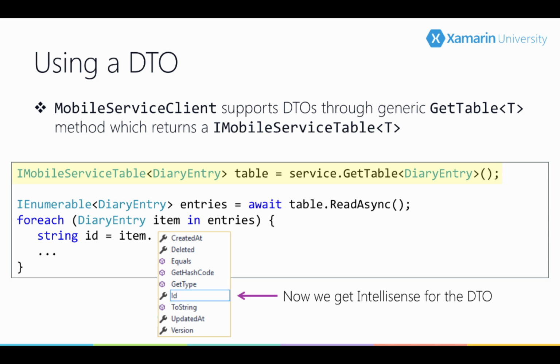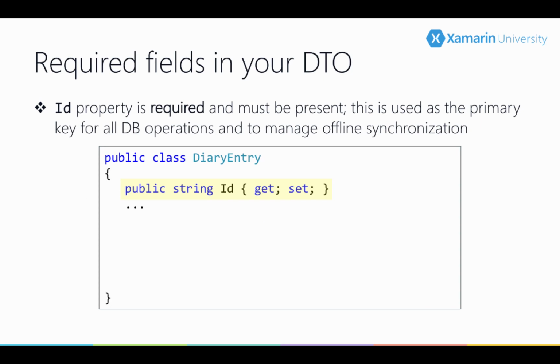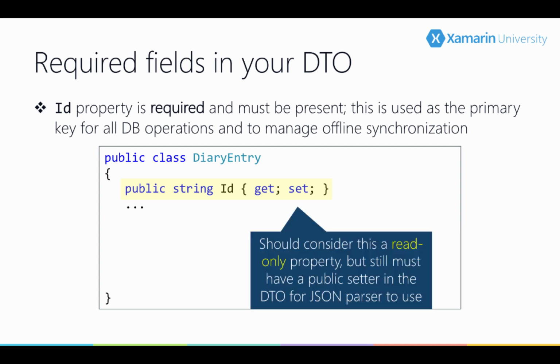So let's actually talk a little bit about defining a DTO. The one property you absolutely must define in every DTO is the ID property, and this is the primary key on the table, and it's used in almost every operation to identify the record that we're working with. For example, when you update the record, the ID property is used in the server-side where clause to identify the record being updated. As mentioned earlier, the server will populate this field even for insertions, but from the client side, we should consider this really to be a read-only value.